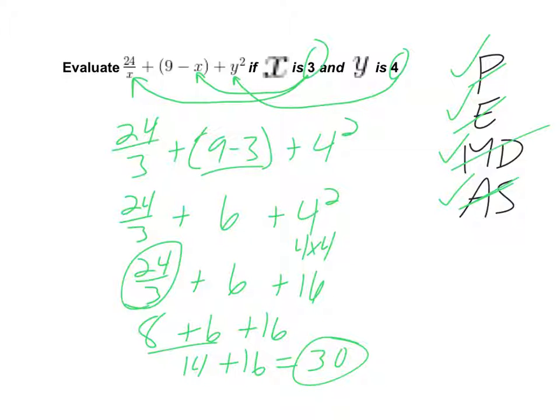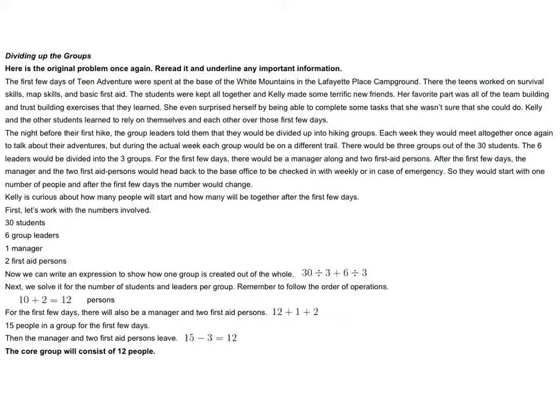Multiply and divide is next. 24 divided or over 3 is the same as 24 divided by 3, which is 8. So I've got 8 plus 6 plus 16. Adding from left to right, 8 plus 6 is 14. 14 plus 16 is 30. Here's the beginning problem finished off. Make sure to read through that before moving on.